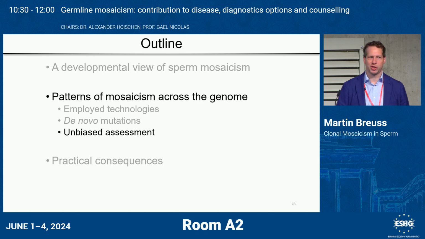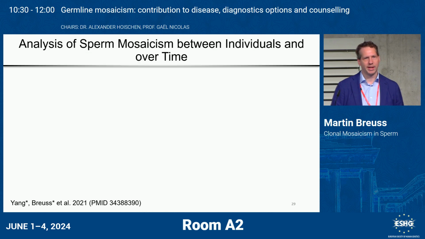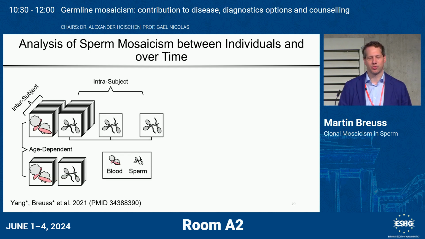So what about doing just unbiased assessment altogether? What if we don't have any preconceived notions of which mutations were transmitted or which mutations are present in the next generation? So to really get an understanding of what is the natural mosaicism that every male runs around with, we assembled this control cohort where we were interested in intersubject variability and intrasubject variability, so sampling multiple sperm samples within one individual, and looking at age dependency.